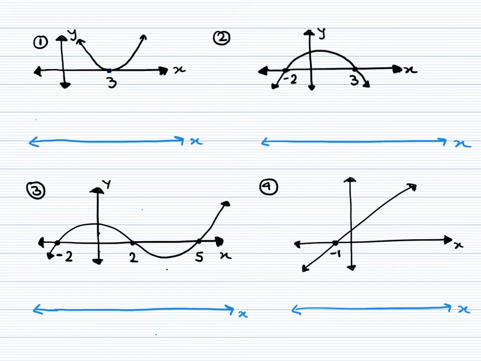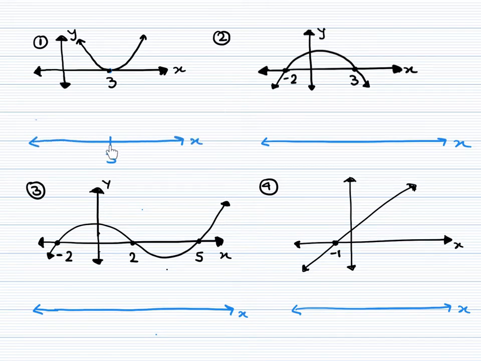On the next slide, I have a few pre-drawn graphs. In the first one, we can see that the graph is touching the x-axis, and this is going to be our critical value. On my sign diagram, I'm just going to write the number 3. You can see this horizontal line here, that is the line we're going to use to draw the sign diagram.